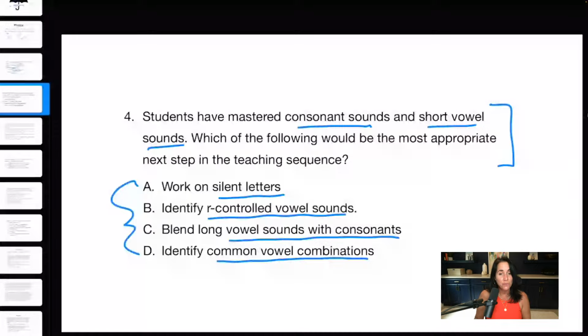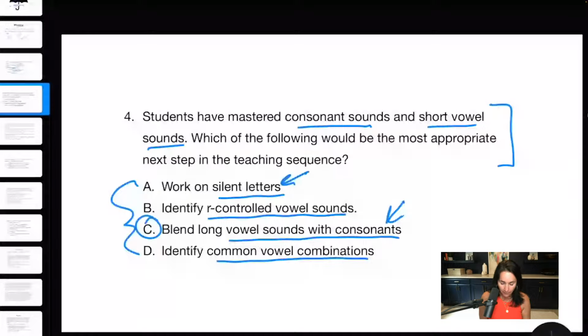Okay. Which of the following would be the next step in the teaching sequence? Now, we are at the beginning of vowel and consonant sounds here, right? So we've got short vowel sounds. What comes after short vowel sounds? Well, the next thing would be blending long vowel sounds with consonants here, okay? So this is going to be the next.